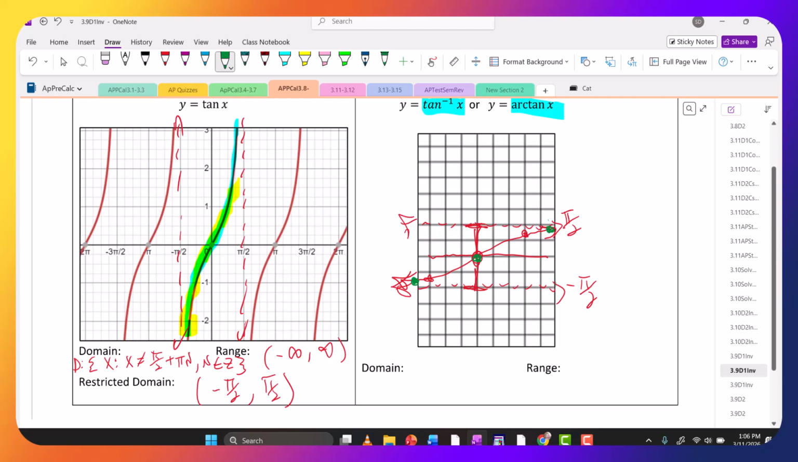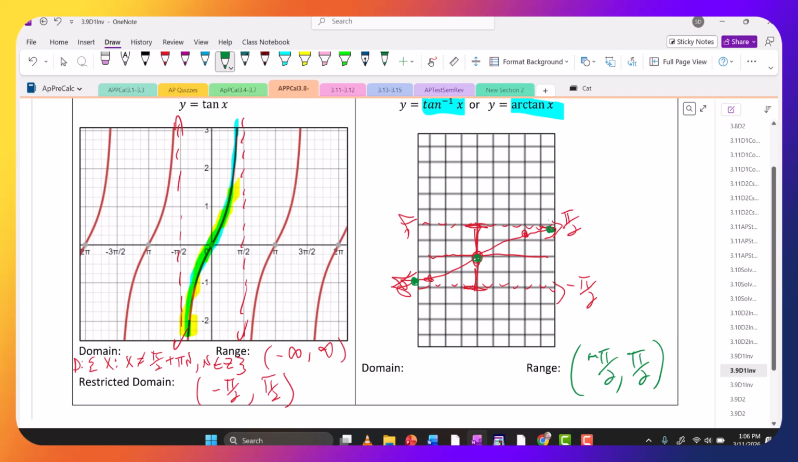I did not write the range, though. This is why these are parentheses, because you cannot have an asymptote as an answer. It's undefined there. So that's got to be parentheses, not brackets. Finish my thought there.